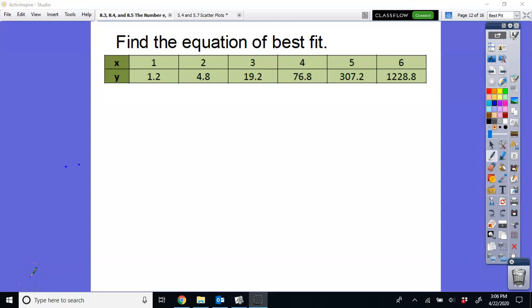Alright guys, so for our lesson today, the first thing that we're going to do is go back and do a little bit of review of how to find the equation of best fit for this particular table of values. I'm going to show you two ways. I'm going to show you one of those on Desmos, and then I'm going to show the other using the TI calculators as well. So you'll have the ability to see both.